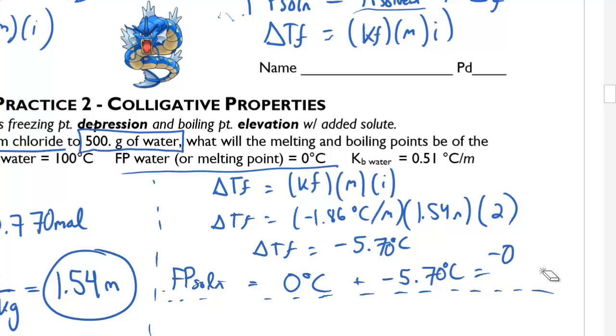negative 5.7, 0.0 degrees Celsius is my new freezing point of the solution.